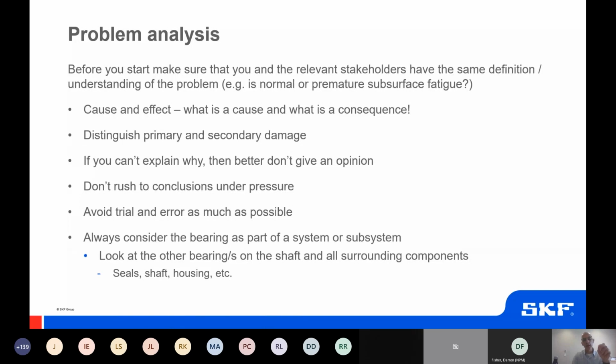I think I mentioned this before, and I will emphasize this a lot. The bearing is part of a system. So when you look at the failure, you need to look at everything around. If you have a motor, a gearbox, a compressor, any machine, and you have a failure on one bearing, it's not enough to look at that bearing. You need to look at the shaft, at the housing. You need to look at the other bearing, even if it has not failed, because that will give you some hints, some clues about possibilities to confirm or to reject certain hypotheses.